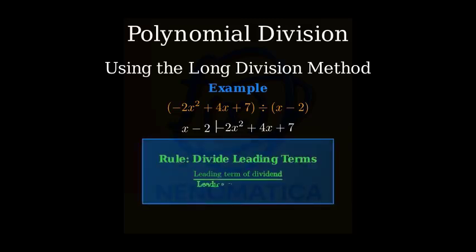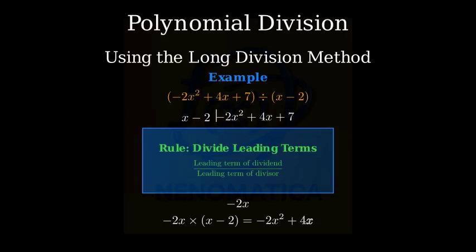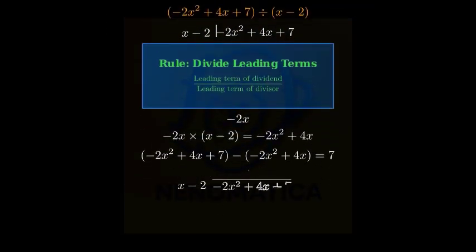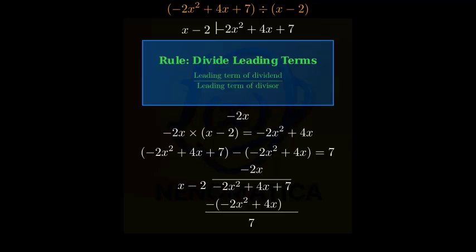First, we divide the leading term of the dividend, negative 2x squared, by the leading term of the divisor, x. This gives us negative 2x as the first term of our quotient. Next, we multiply the divisor, x minus 2, by negative 2x, which gives us negative 2x squared plus 4x. Now, we subtract this result from our dividend. Negative 2x squared plus 4x plus 7 minus the quantity negative 2x squared plus 4x equals 7.